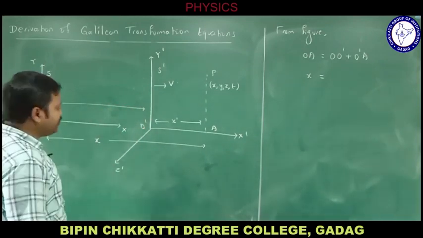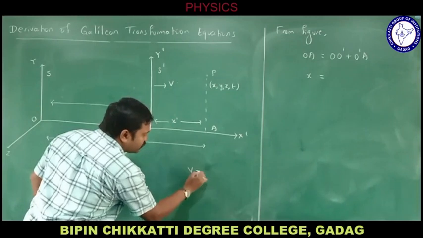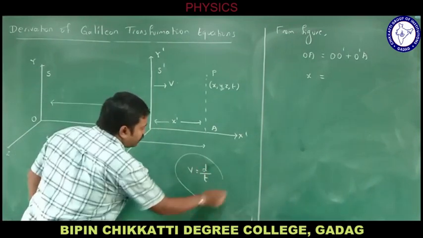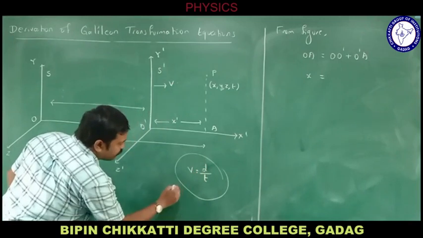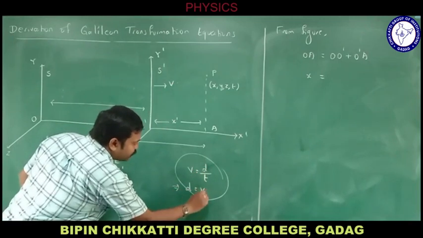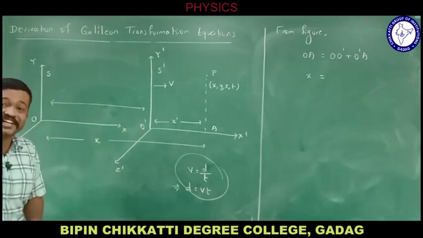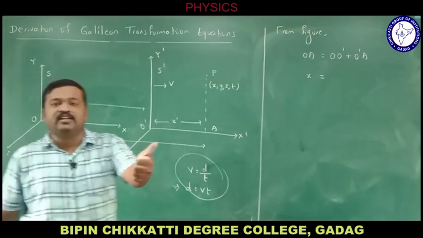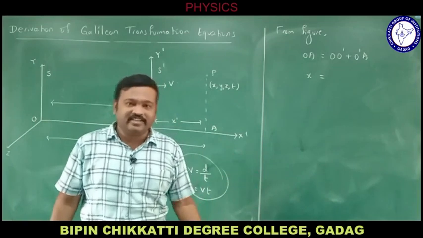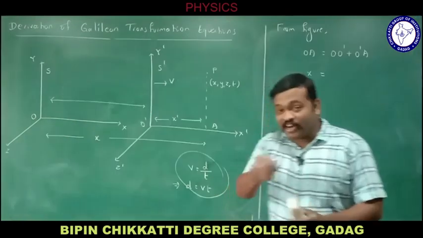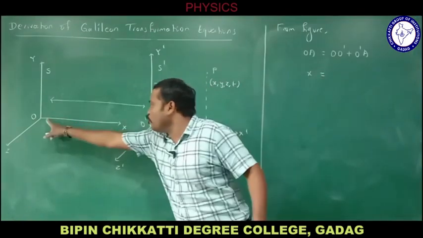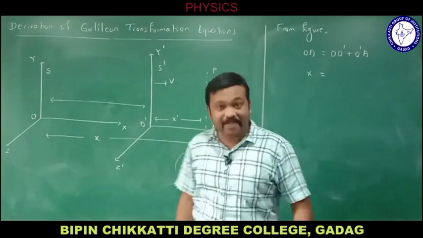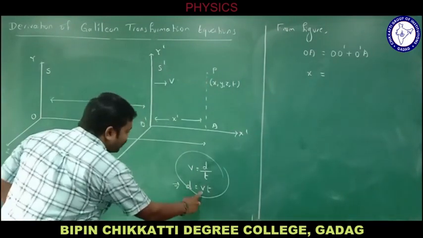We know the formula for velocity. Velocity is equal to displacement divided by time. So from this I can write displacement equal to velocity into time. If you know the velocity and the time, we can calculate the distance. This is what I am doing here. Now let us find the distance OO dash. If this frame is moving with velocity V in time t, then the distance is velocity into time.